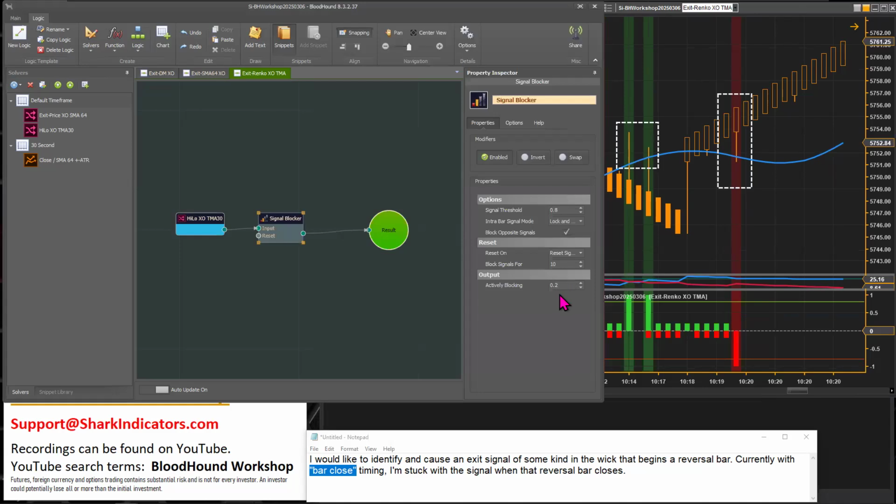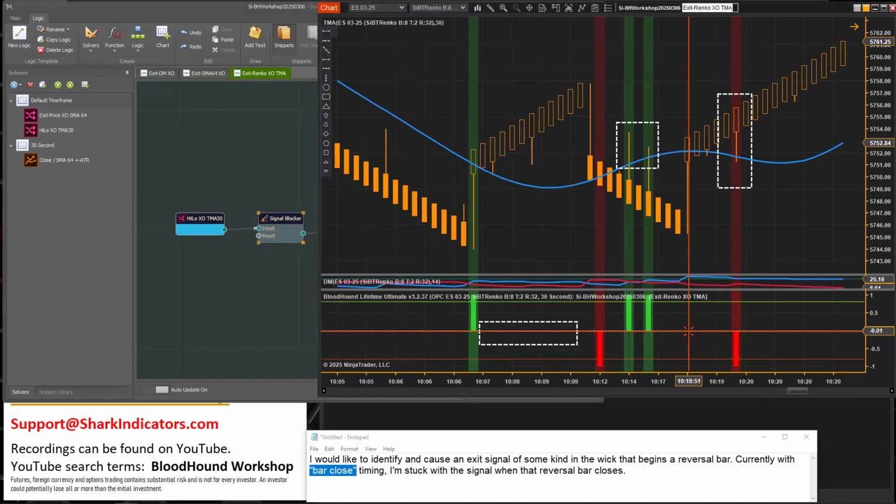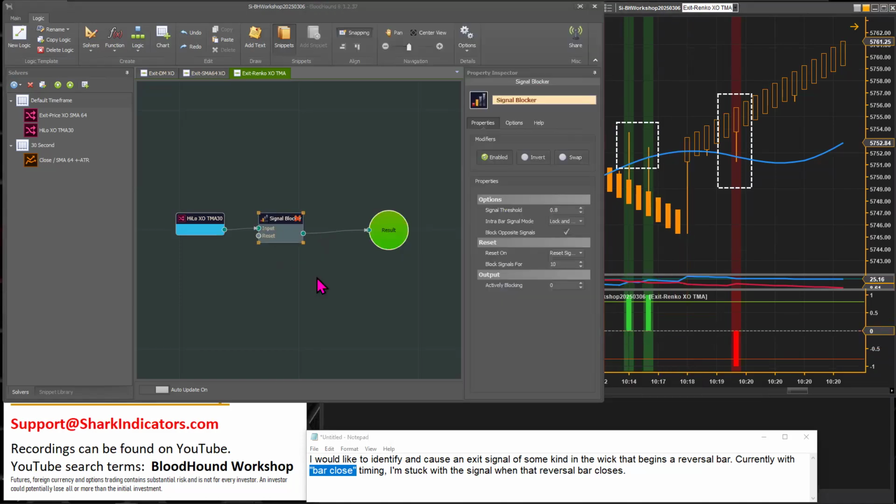So when you're building a system, I'd definitely recommend you set this output to something really low, like 0.1 or 0.2, so that you can see it. Then once you have your signal blocker dialed in and working correctly, if you don't like this, you can just set it back to 0, and that output goes away. But while we're setting this up, let's definitely put in there a 0.2.